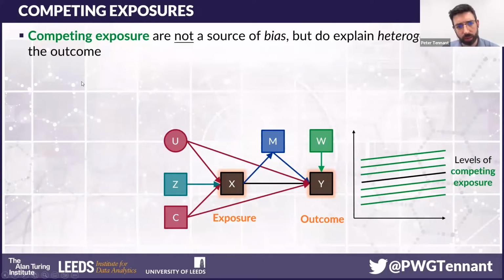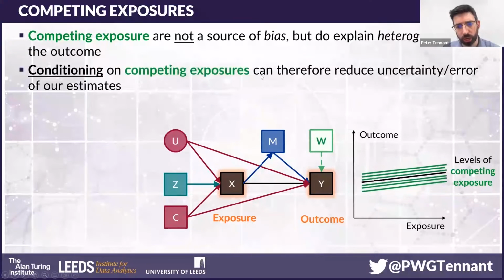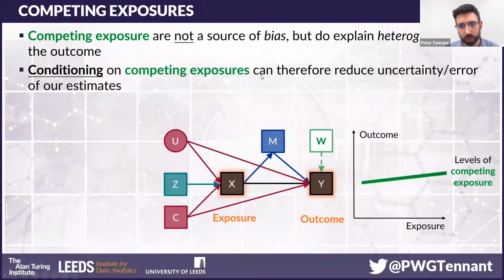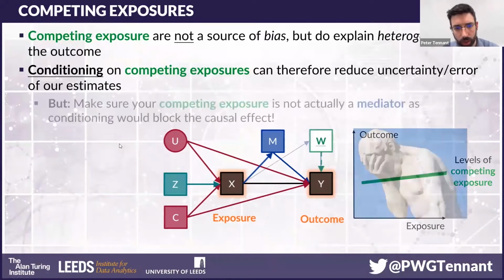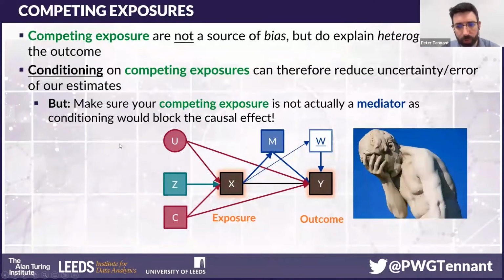So if we are able to condition away some of that uncertainty and error, which is what happens when we condition on a competing exposure, then we could expect our estimate to be more precise. This does not necessarily remove bias, but within our individual study, it will, in theory, improve the precision and reduce the error of our estimates. The problem there is we have to be absolutely sure that that variable is a true competing exposure.